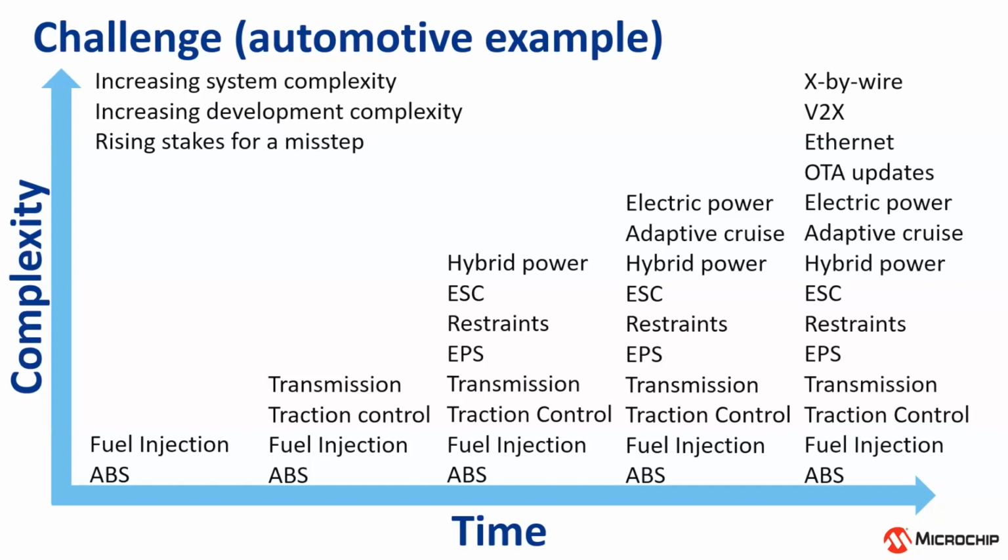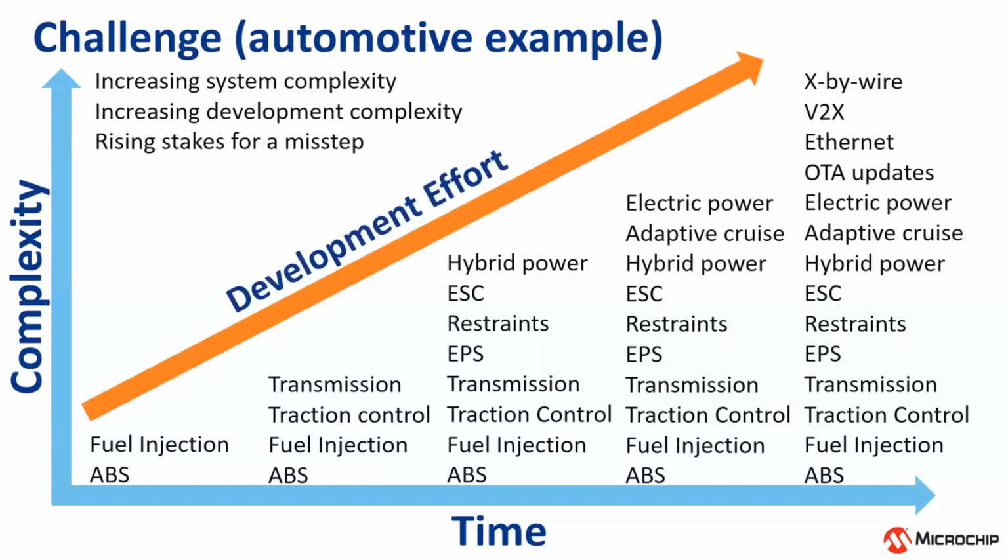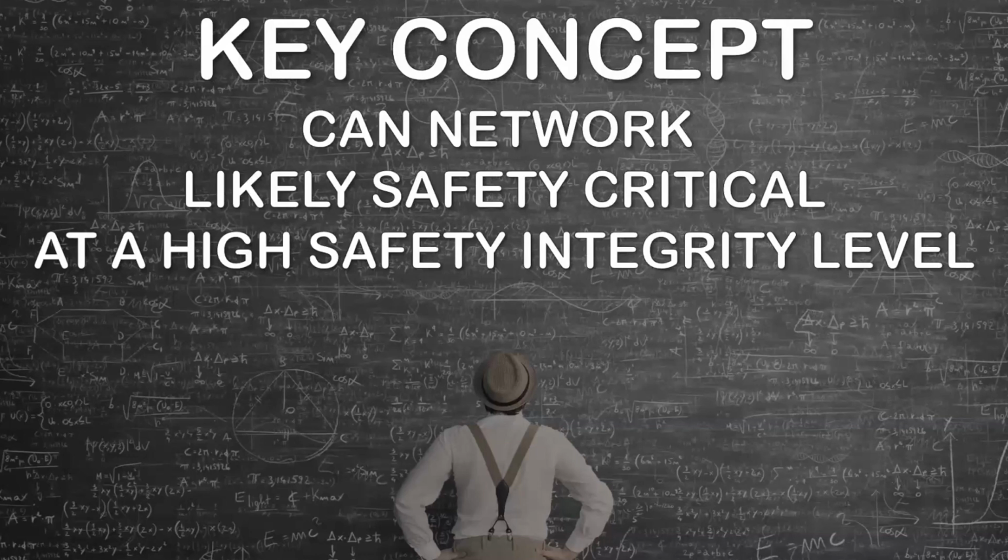Of course, the electronic stability control needs to talk to the ABS system, so that if you get into a skid, it can apply braking at the right wheels. So this CAN network is extremely important. Because of this, the effort it takes to develop systems, the car being the ultimate system, has increased, I'll say exponentially, even though I didn't draw an exponential curve. The key concept here is that the CAN network is likely safety critical at a very high safety integrity level.